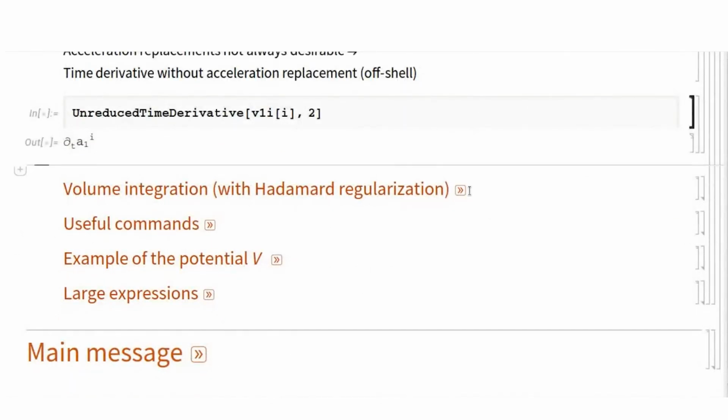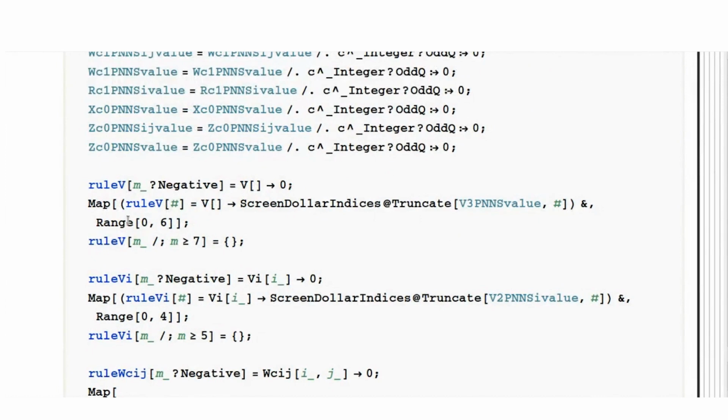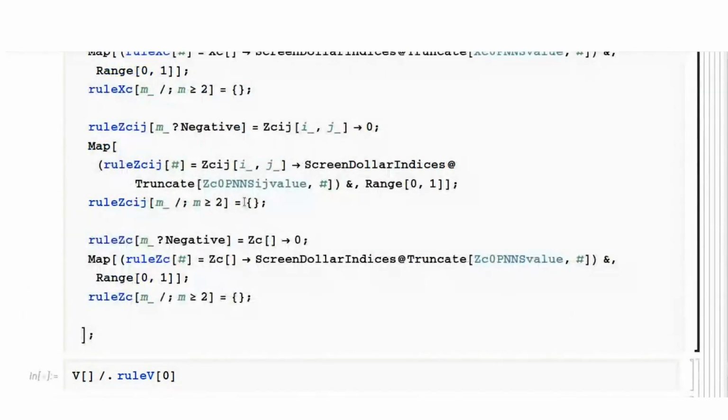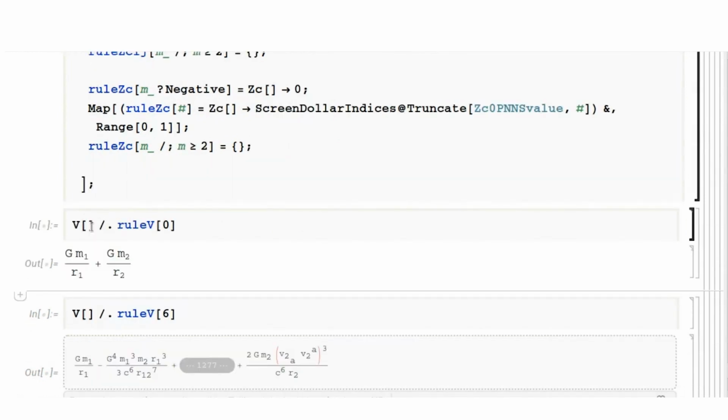Now I think I will skip volume integration, but I have commands performing 3D integration and regularizing the results. Instead, I will go directly to this part because I would like to show you some ideas about how to apply replacements. So I have complicated potentials, and to replace them, I design rules that depend on the post-Newtonian order. So there will be a rule for order 0, 1, 2, 3, and I truncate at each order. So the rules are already evaluated. They are not re-evaluated each time you apply them. This accelerates a lot the replacement process. But of course, the first time you evaluate this cell, if you replace V by its value at Newtonian order, you find this very simple result.